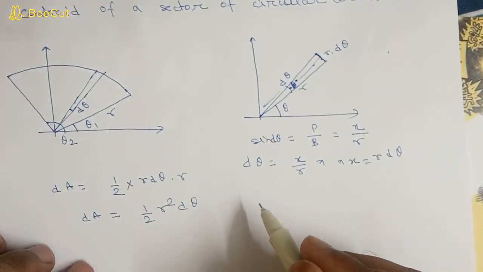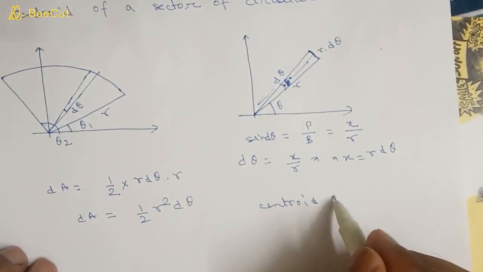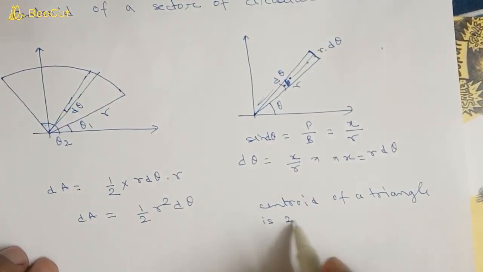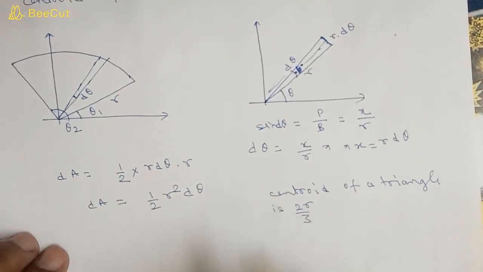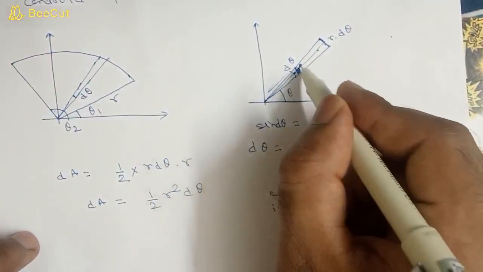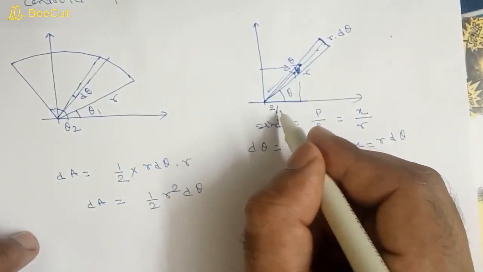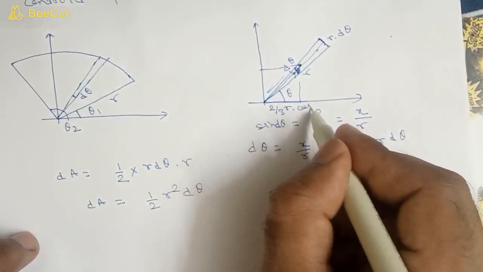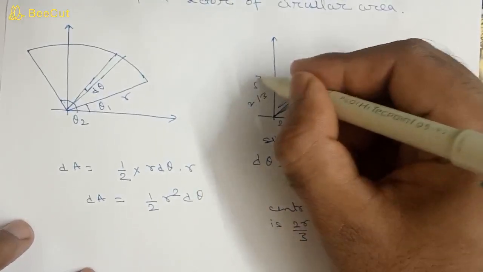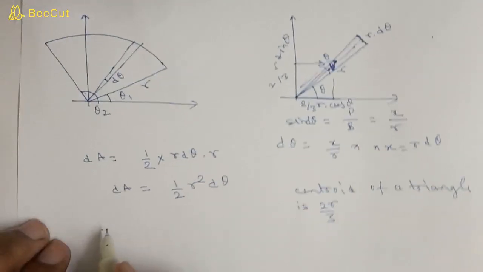So we know that the centroid of a triangle is at 2r by 3. So this length is 2r by 3. What will be this length? If we divide this into x and y components, then this will be 2 by 3 r into cos theta, and this length will be 2 by 3 r into sine theta. So we can get the x coordinate of the centroid.